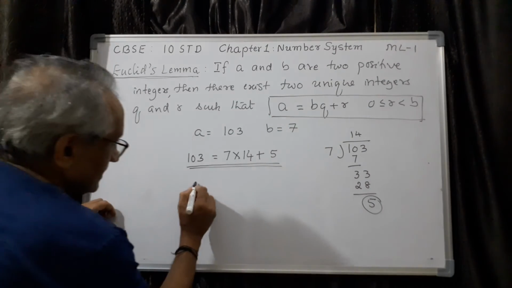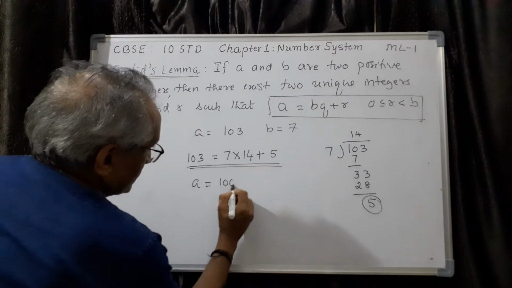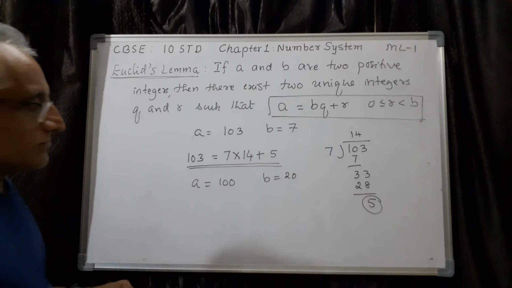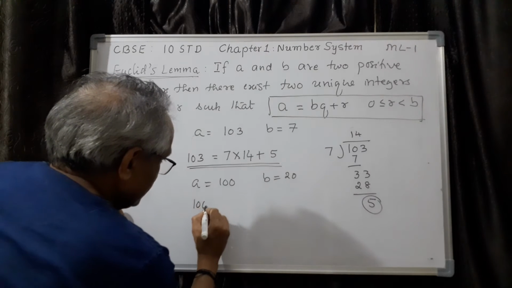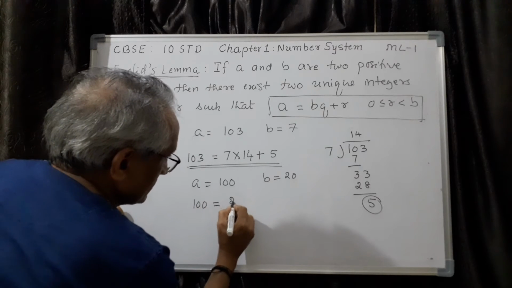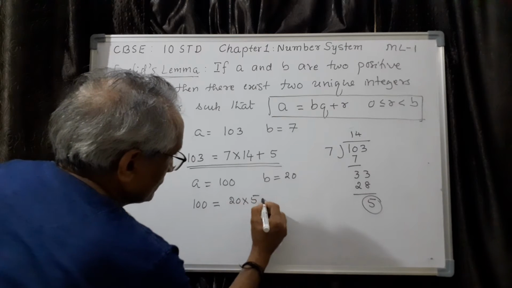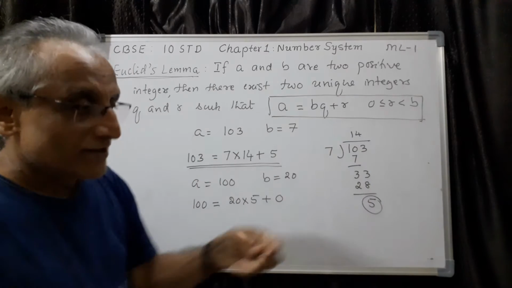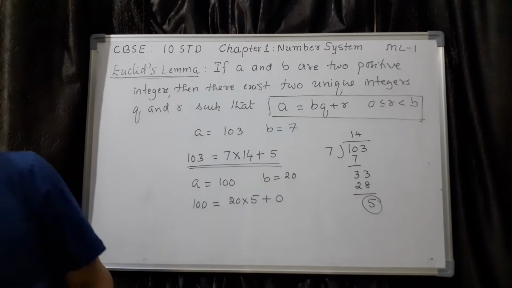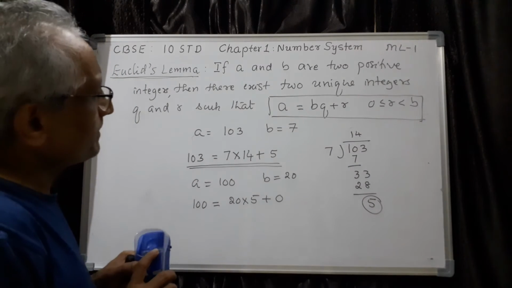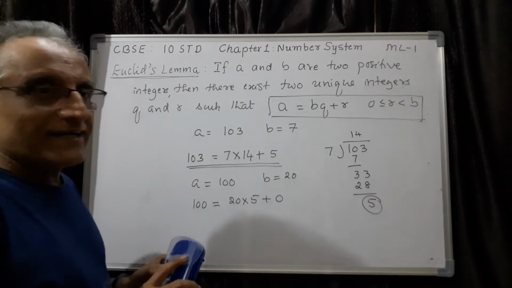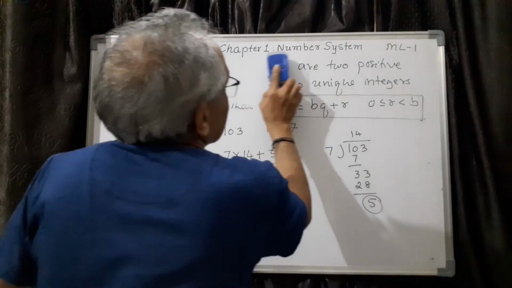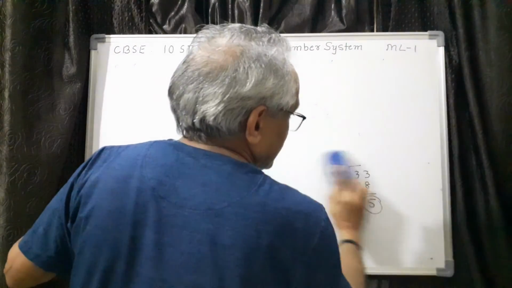For example, let me take A equal to 100 and B equal to say 20. So what happens is, it is very simple, 100 can be written as 20 into 5 plus 0. Here the remainder becomes 0. So it can be 0 also. So that is the meaning of the lemma. Now the question is how to use this. Actually this can be used to find the HCF of two given integers.